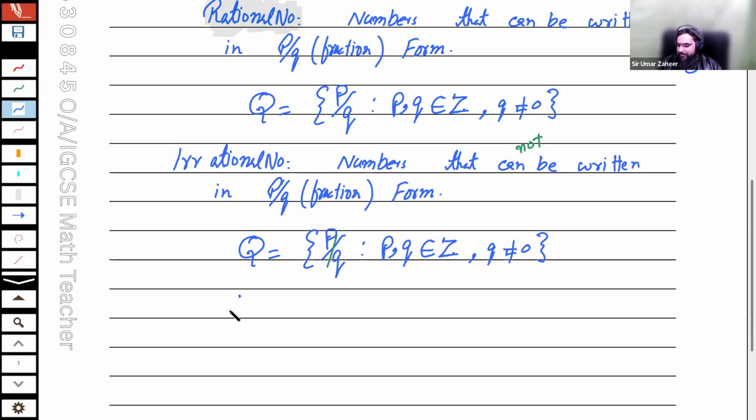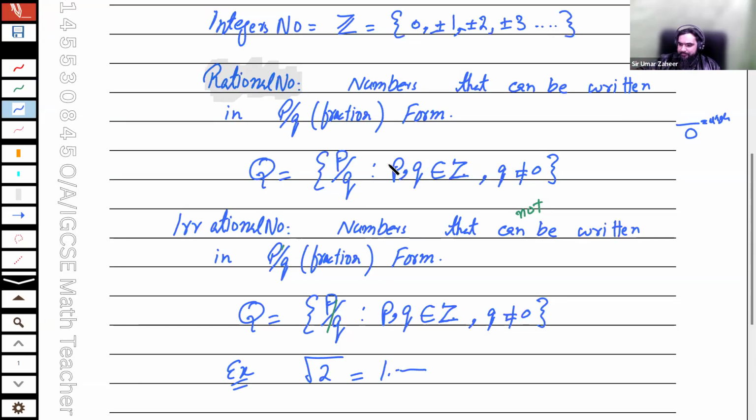For example, you have a number root 2. The answer is 1 point something. So this number is not possible to write in fraction form. So this number is known as an irrational number. Is there anyone who has a confusion about rational numbers and irrational numbers?